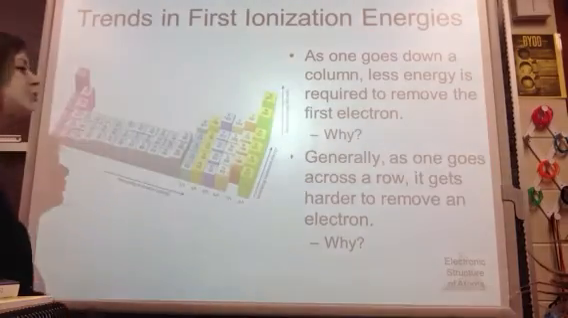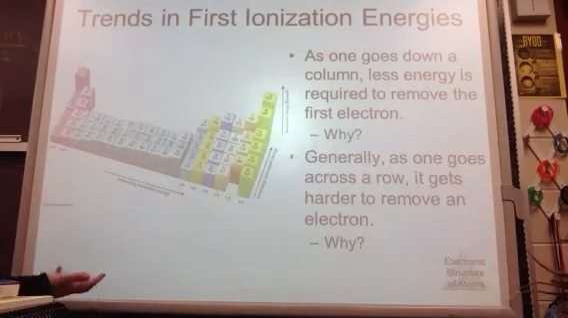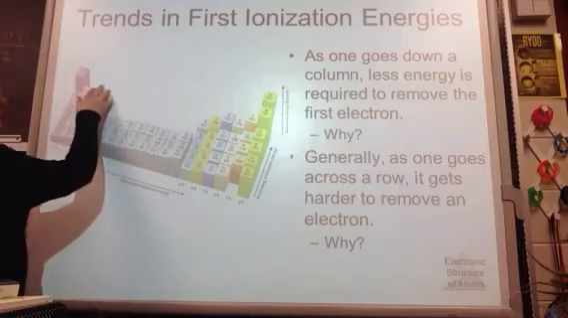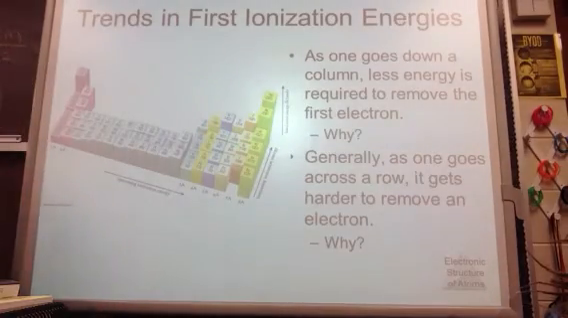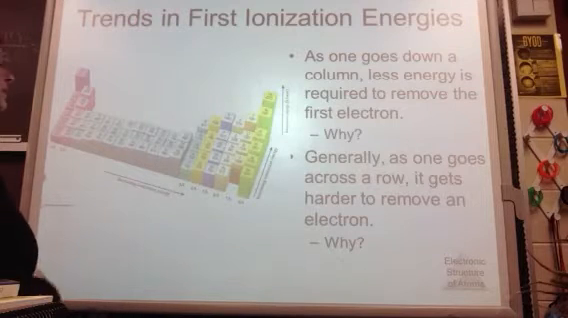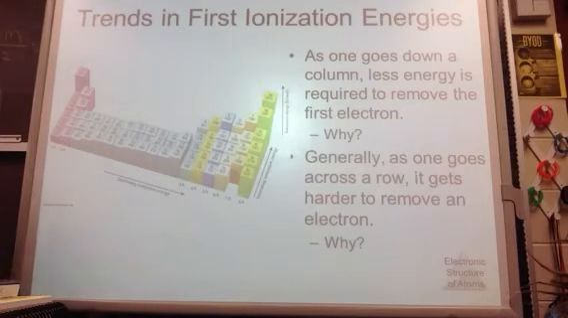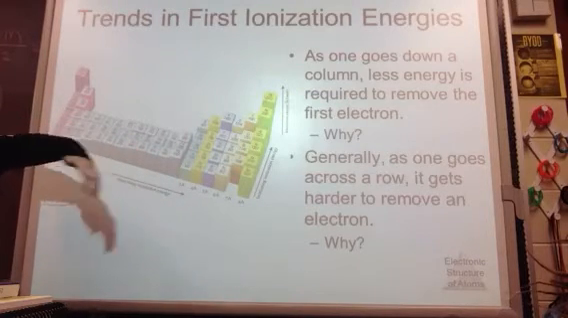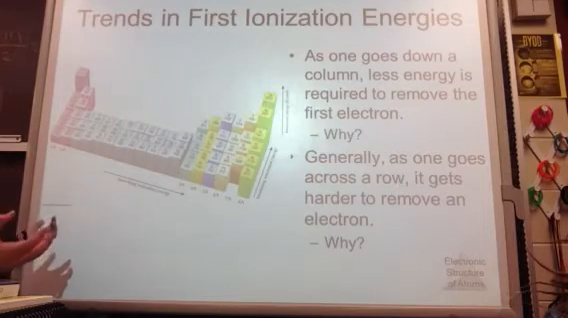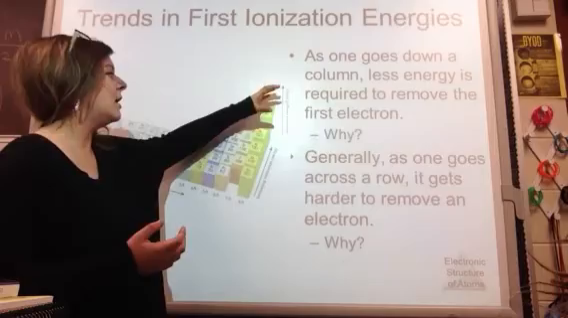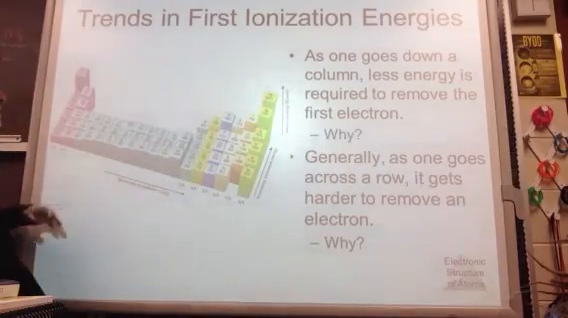Generally, though, as one goes across a row, it's going to get harder to remove an electron. So we can see that the ionization energy increases as we go across a row or across a period. Why does that happen? Well, it happens because as we are moving across, we know that there's more electrons and it's getting closer to becoming that noble gas configuration.